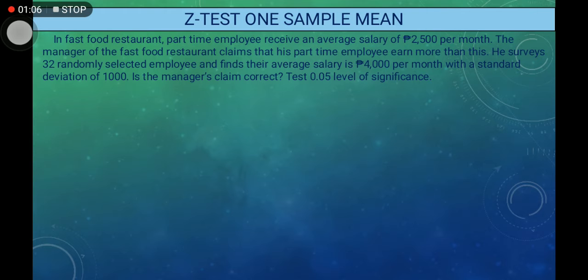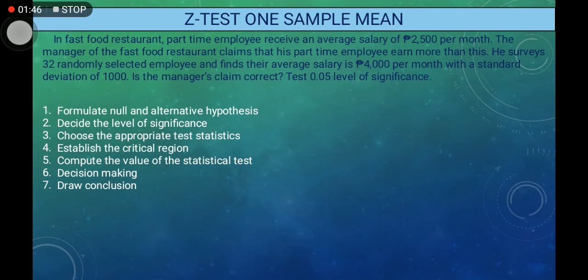Para mapatunayan natin na tama ang sinasabi ni manager na more than 2,500 per month yung salary ng part-time employee niya, we will use the 7 steps. First, formulate null and alternative hypothesis. Second, decide the level of significance. Third, choose the appropriate test statistics. Fourth, establish the critical region. Fifth, compute the value of the statistical test. Sixth, decision making. And seventh, conclusion.